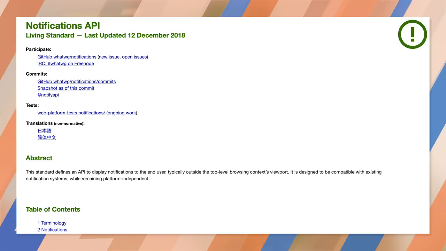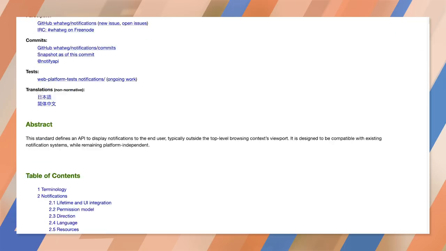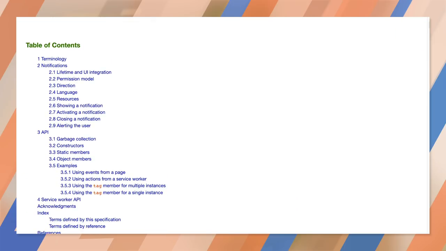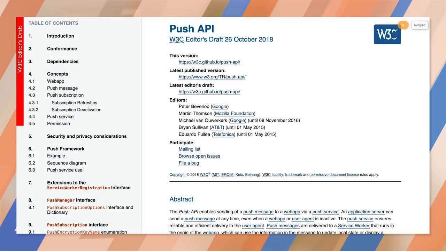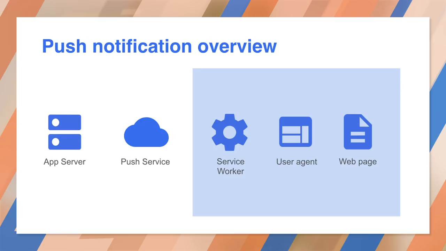underlying operating system. Push notifications make use of two APIs, the Notification API to display notifications, and the Push API to handle messages that are pushed to the client from your server via the push service used by the browser. This diagram gives an overview.